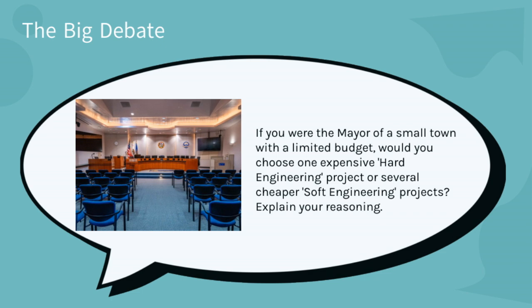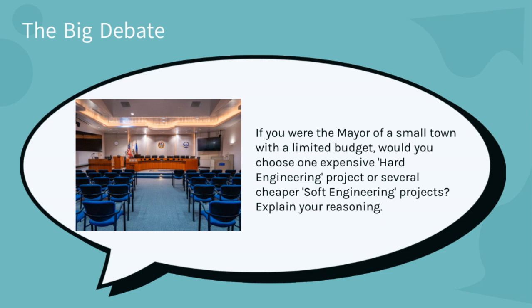If you choose hard engineering, you might argue that it gives stronger and more immediate protection. If the town center is at serious risk, a flood wall, embankment, or dam might protect homes, businesses, and key infrastructure. Hard engineering may be especially useful where the value of the land is high or where failure would be very dangerous. But there are disadvantages. One expensive project may use up most of the budget. It may damage habitats or increase flood risk downstream. It may also need costly maintenance.